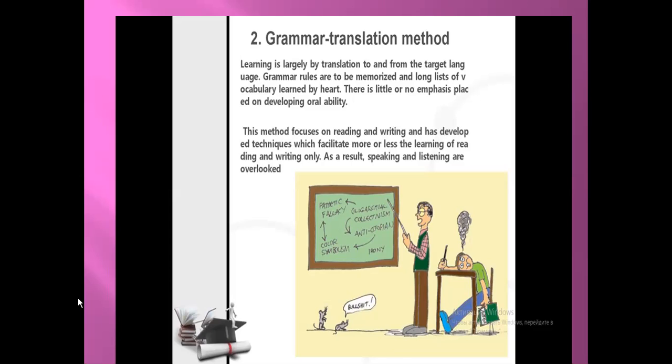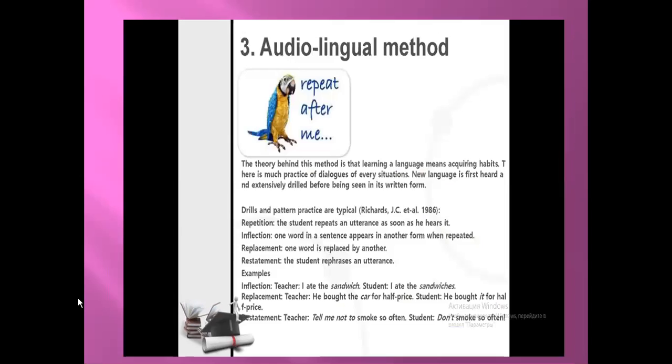This method focuses on reading and writing and has developed techniques which facilitate more or less the learning of reading and writing only. As a result, speaking and listening are overlooked.